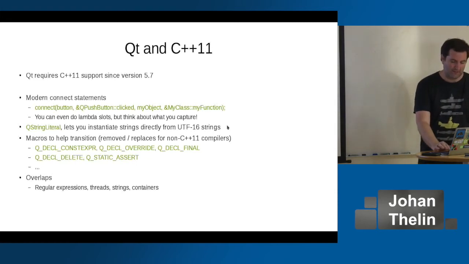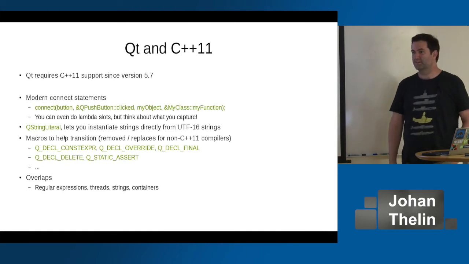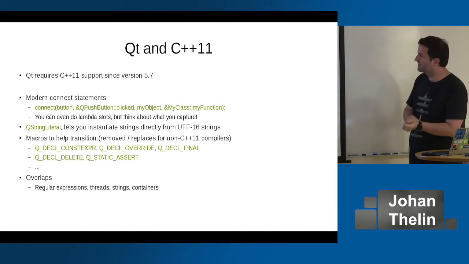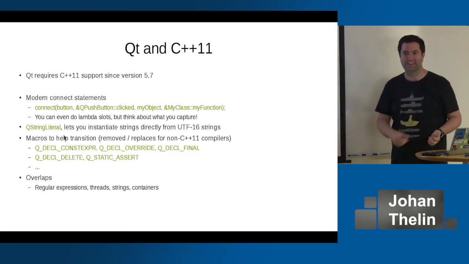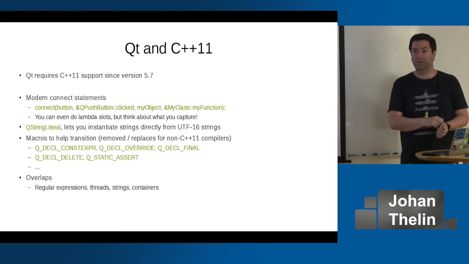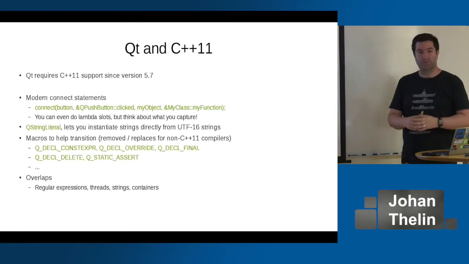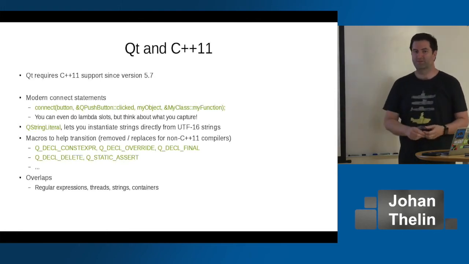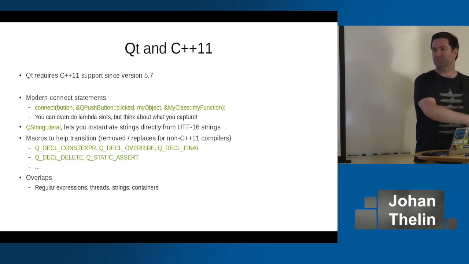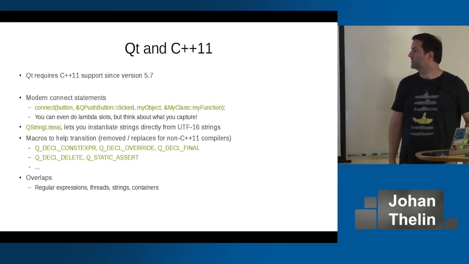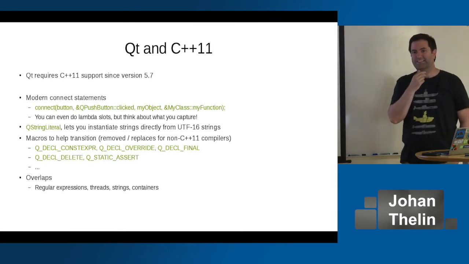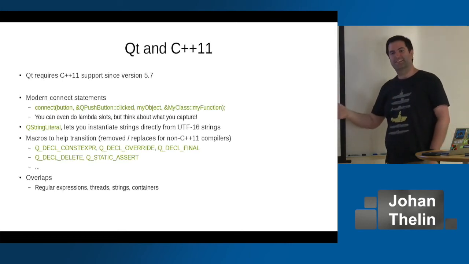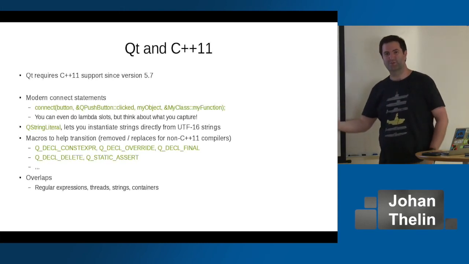A nice thing if you really want to optimize your memory usage is the QStringLiteral function. Since C++11 supports expressing UTF-16 strings, and that has been the internal format for Qt since way, way back, you can reduce that copy of data from your static parts of the binary into the dynamic parts. But throughout all of this, you have a lot of overlaps, and that's what's interesting about Qt version 6, what's going to happen there.